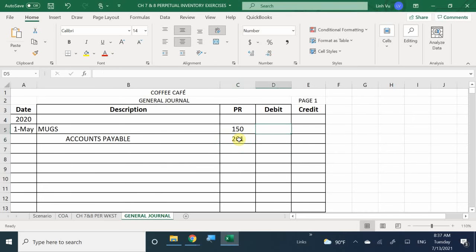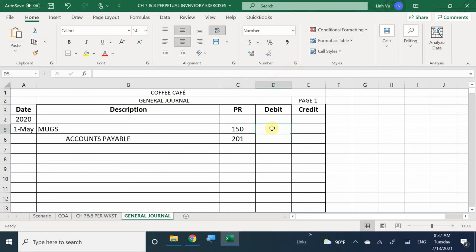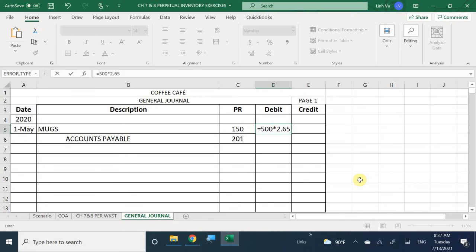Now let's go ahead and determine what my total purchases were. If the scenario said that I bought 500 brown mugs at $2.65 each, and freight cost me 100, what is my total for mugs? Or how much am I going to journalize for mugs? 1,225. What, say that again?